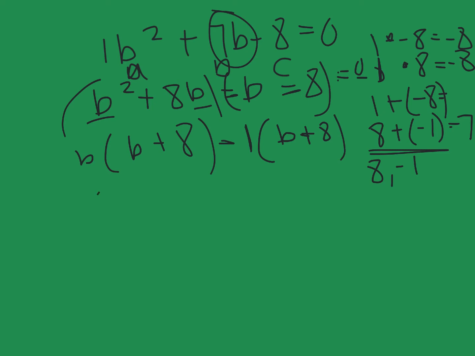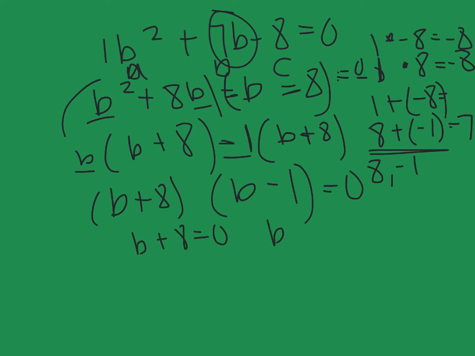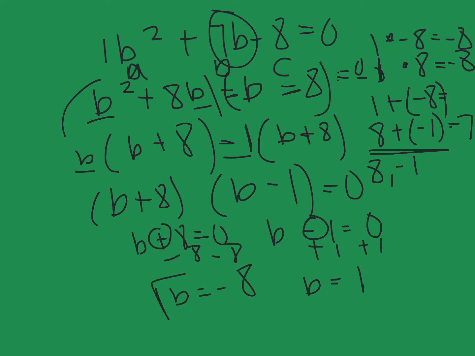So now we have our equation here, b plus 8. And then we put these together, so b minus 1. Now we put b plus 8 equals 0, b minus 1 equals 0. Then we solve here: plus 1, because we have a minus, so b equals 1. Then here minus 8, because we have a plus here, so b equals -8. So these are our answers.